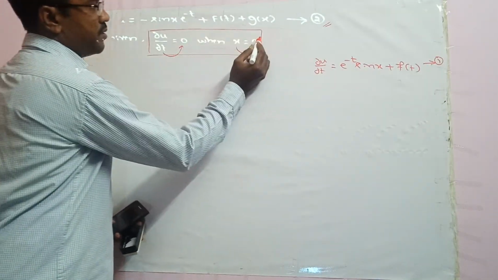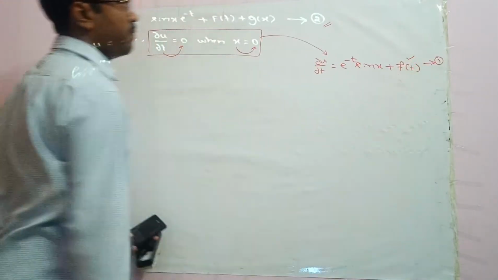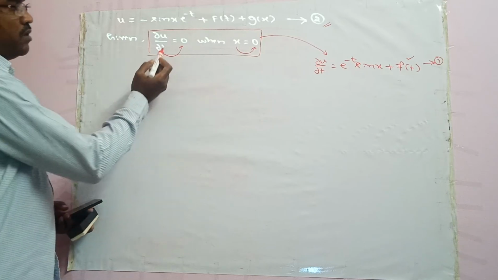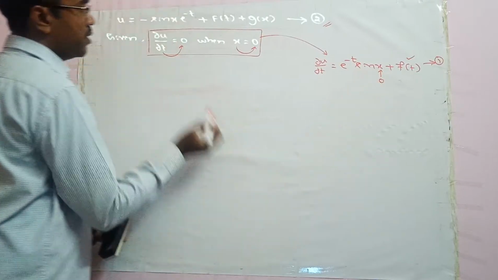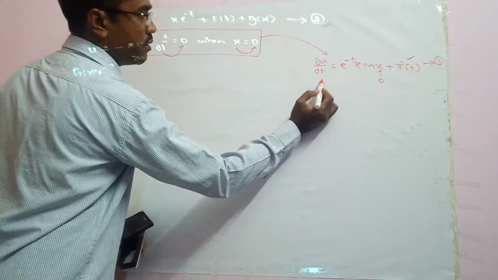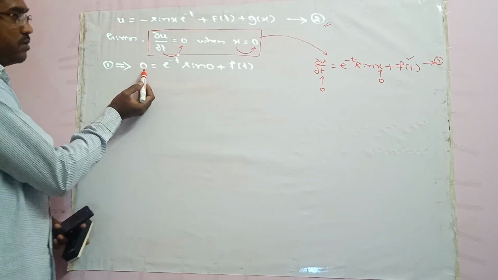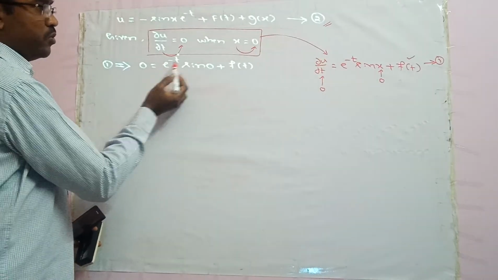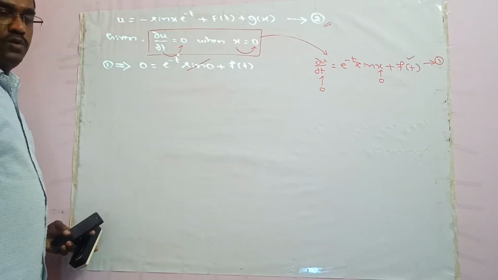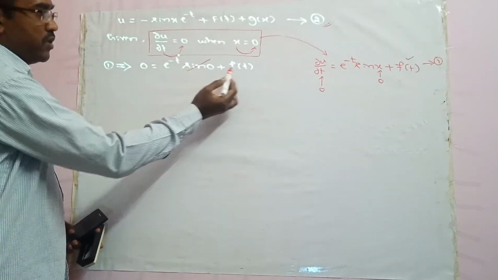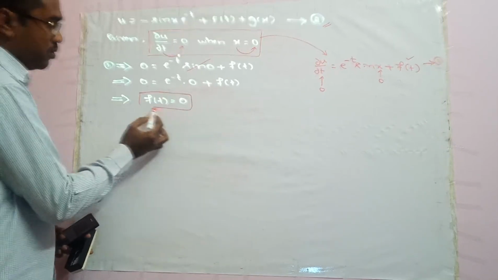Now let us use this condition in this equation to find our small f of t. In the place of x we put 0, and in the place of dou u by dou t we put 0. Let us substitute here. 0 is equal to e to the power minus t sin of 0 plus f of t. But what is sin 0? It is 0. So what you get is f of t is equal to 0.